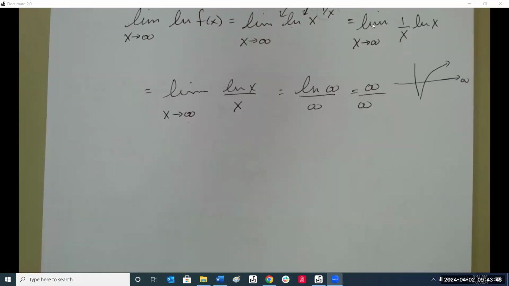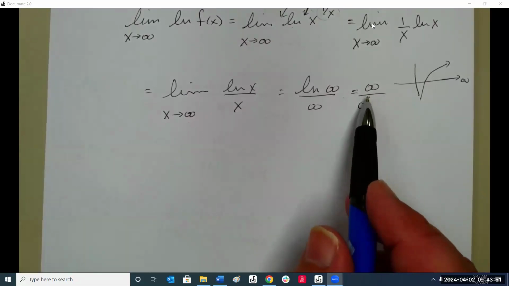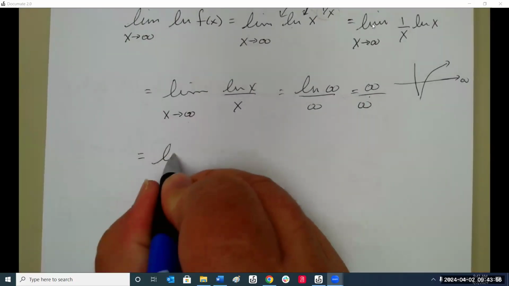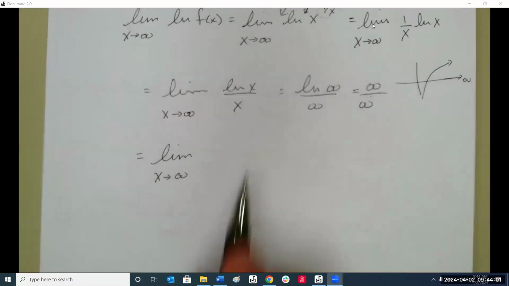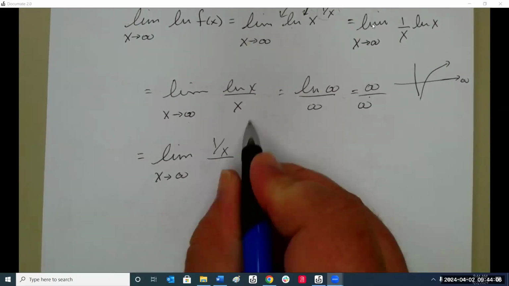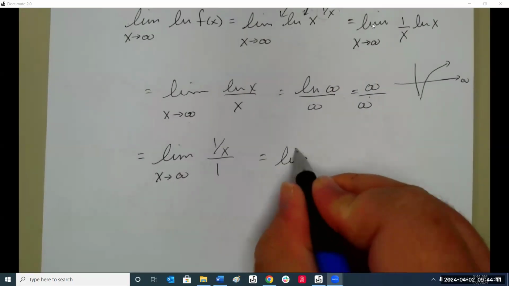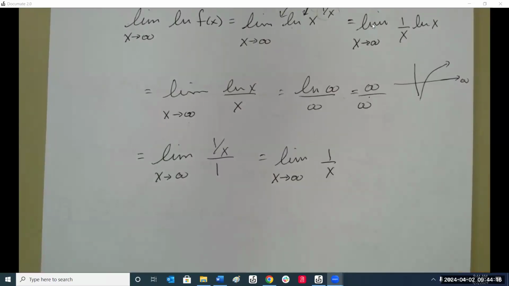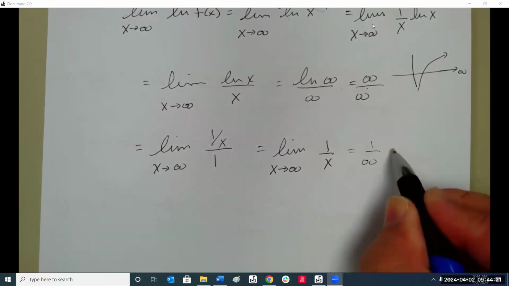What does that tell us? Why is that important? We can use L'Hopital's. So we take the limit as x approaches infinity of the derivative of ln x, 1 over x, very good, over the derivative of x. So we have the limit as x approaches infinity of 1 over x, which becomes 0.